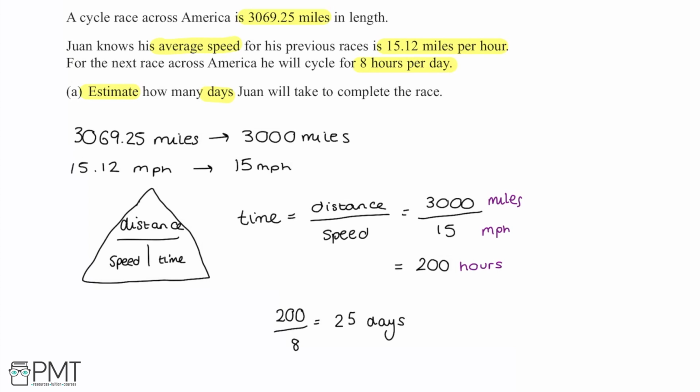So the marks are distributed firstly for basically doing the time calculation, so the 3,000 divided by the 15, or some similar values, so some kind of distance over speed. And then the second mark is for dividing this down by 8 to work out how many days it should take if we're doing 8 hours of cycling a day. And then the final mark is for a correct final answer, which could be a range of different things depending on which input values you've used.